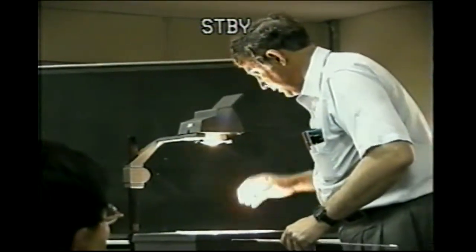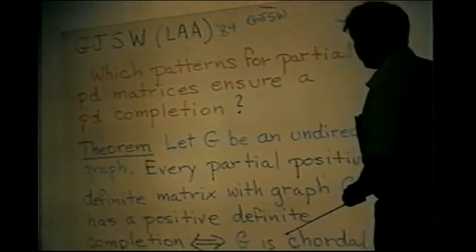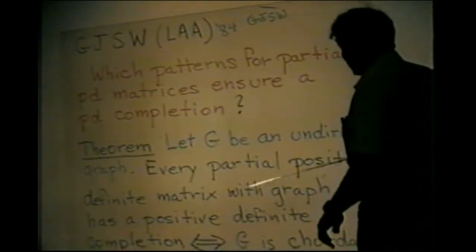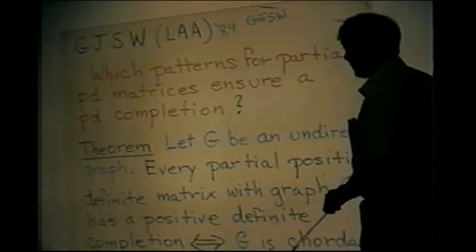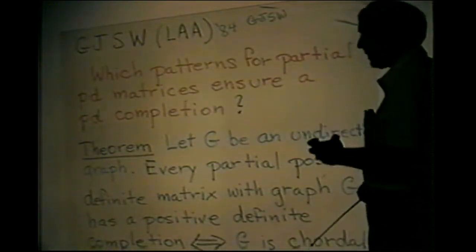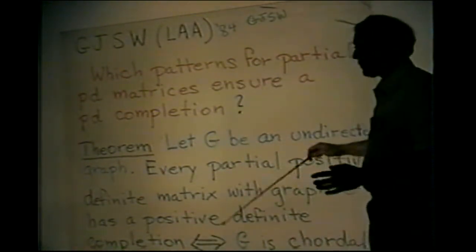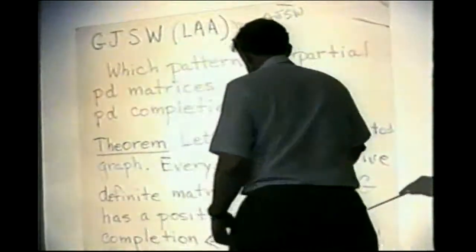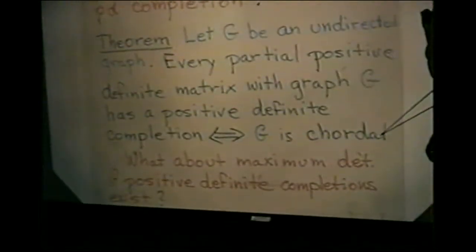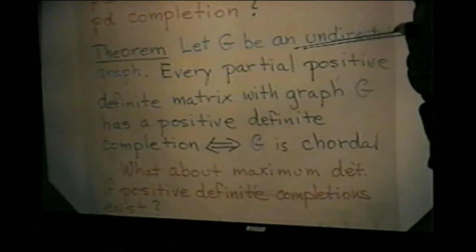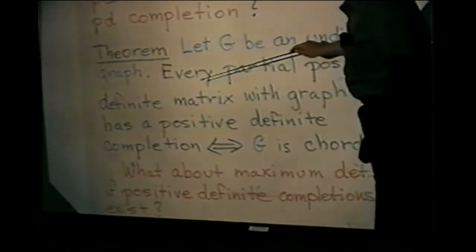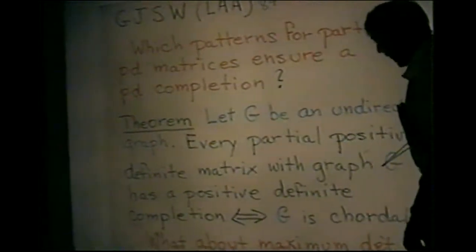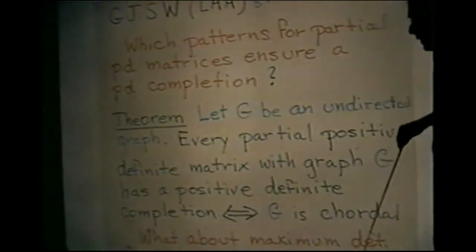And now you can undoubtedly guess the theorem. And this was a theorem that was proved by my three visitors and myself, and it appeared in LAA in 1984. And it answers the question, what are the patterns for partial positive definite matrices that ensure that there must be a positive definite completion without knowing anything other than the fact that we're partial positive definite? Okay? And the answer is those patterns are exactly the ones corresponding to chordal graphs. Okay? So if you give me a graph, I will know that every partial positive definite matrix whose graph is that graph has a positive definite completion exactly when G is chordal.